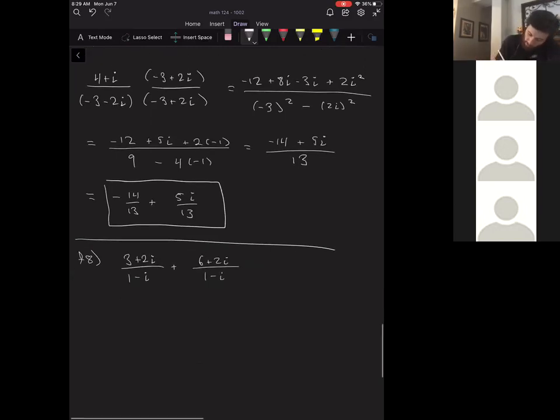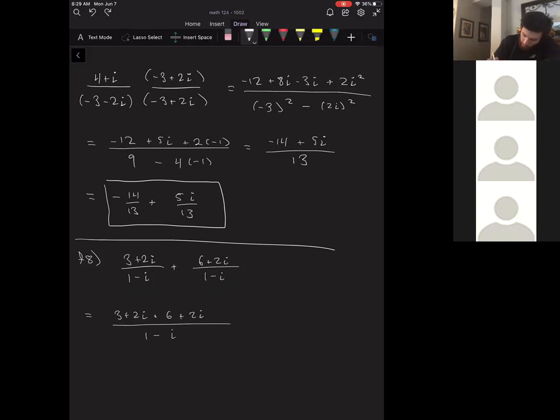So the first thing we can do here is, well, we have the same denominator. Let's just add the tops together. So this is going to be 3 plus 2i plus 6 plus 2i, all divided by 1 minus i. So we're just combining those two fractions together, which is okay because we have the same denominator. The denominator is 1 minus i and then 1 minus i. So those are the same things.